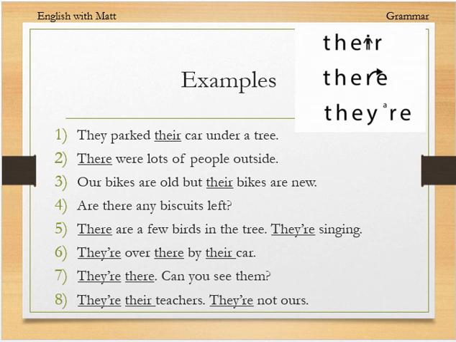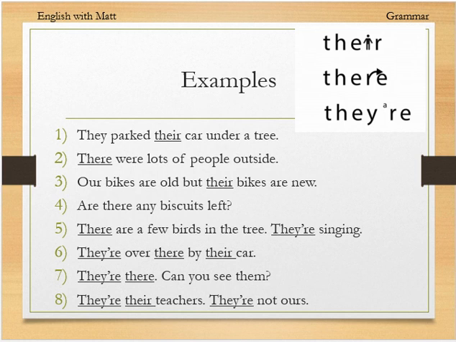So you can see here that we've now filled in those gaps. They parked their car, the car then belongs to them, whoever they are. There were lots of people outside, it's to do with a place or pinpointing or signposting something. Again, the bikes belong to them. Are there any biscuits left?